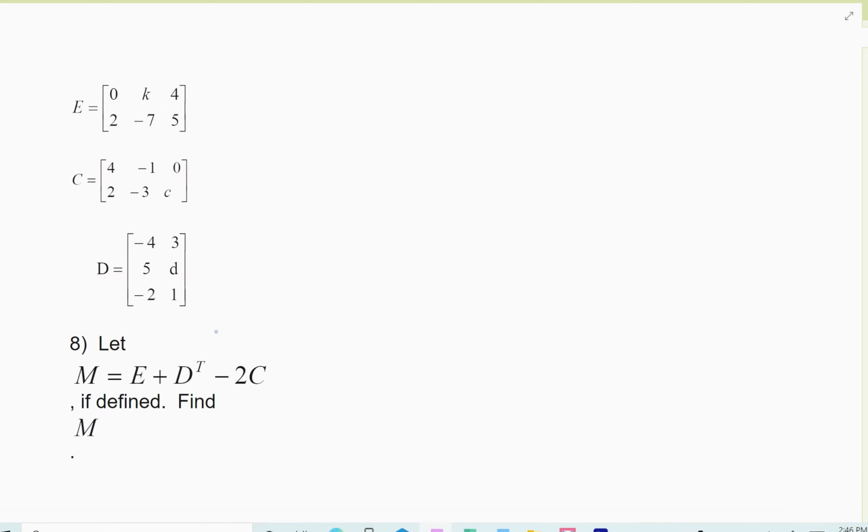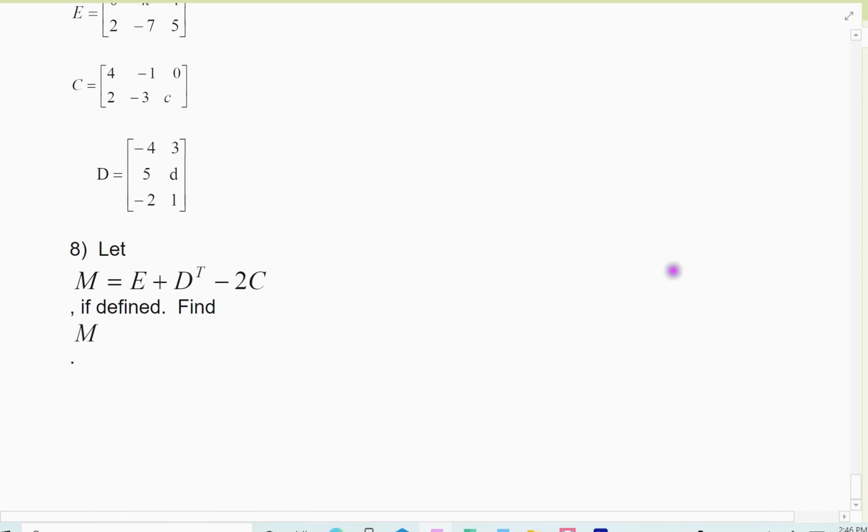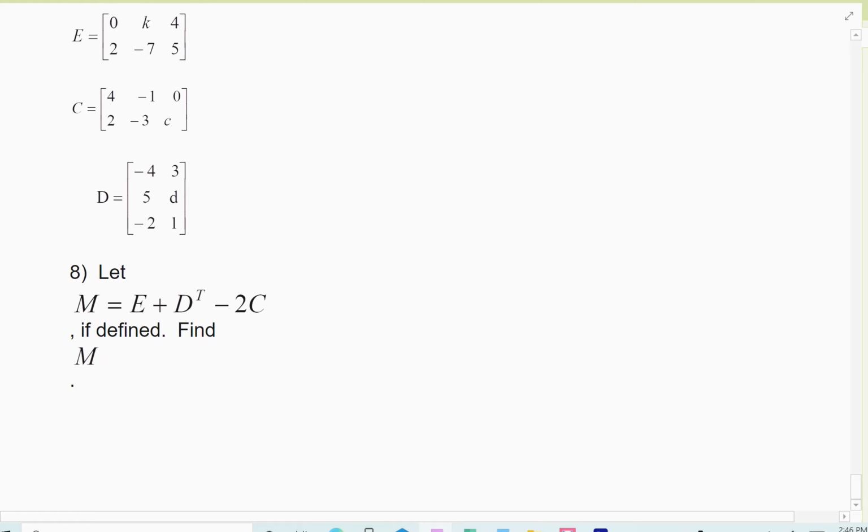And I'm going to find the entire matrix M, but like I said, on the test, they probably only ask you for one, like M21 or something along those lines. And I'll talk about that more once we find it. Alright, so I'm going to rewrite this, so I want to find M.